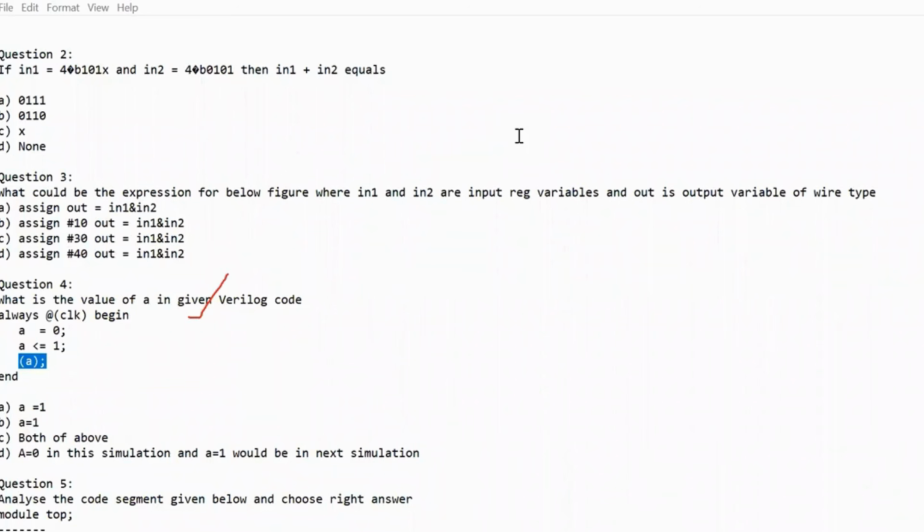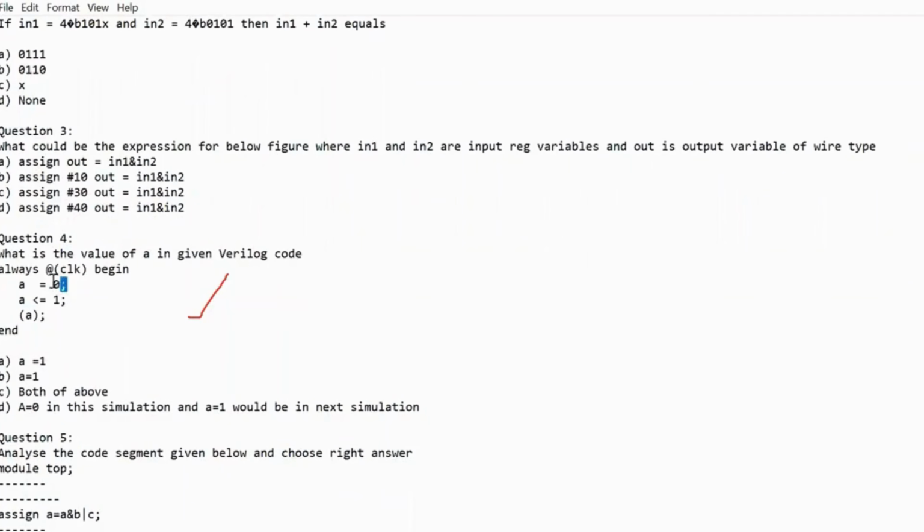After that, which statement will be executed? The non-blocking assignment. Okay. Whatever she told is correct. Because A equal to 0 is the blocking assignment, the blocking assignment will be executed first and then the non-blocking statement will be executed. So first A equals 0. After some simulation time, A will be 1. Okay.